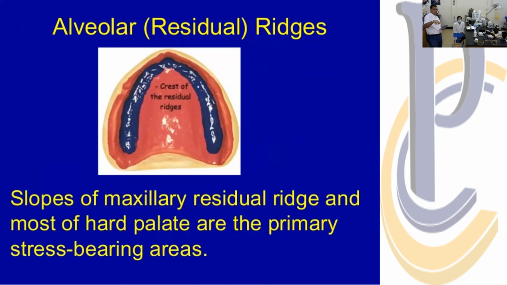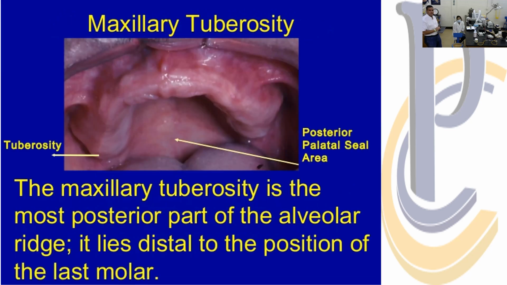Alveolar ridge. The alveolar ridge is the part of the remaining bone where we can put the teeth. So when we set up the teeth, they should be all on the alveolar ridge here. The teeth should be here. So the pressure will go to the alveolar bone.